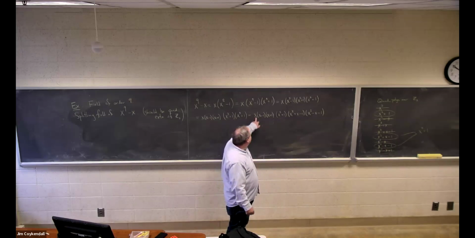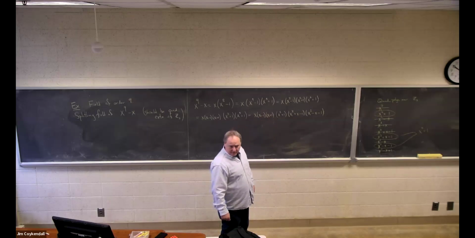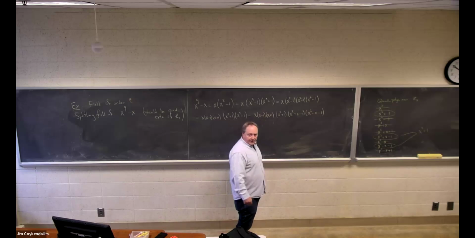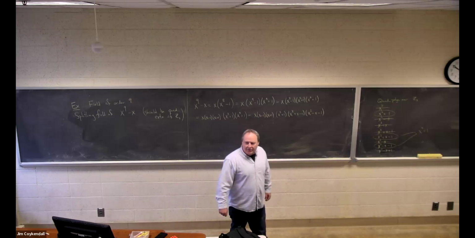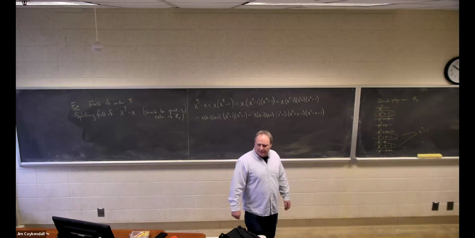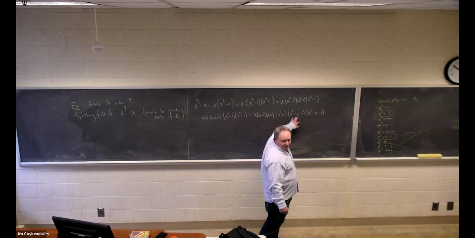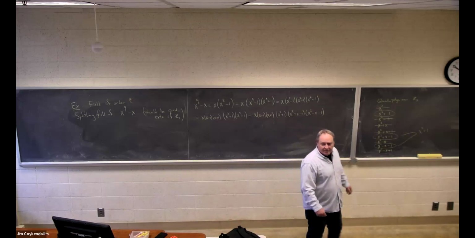0, 1, minus 1. Those are the elements of Z3. This leaves me, out of a field of 9, 6 more elements. Two of them are roots of this, two of them roots of this, two of them roots of this.